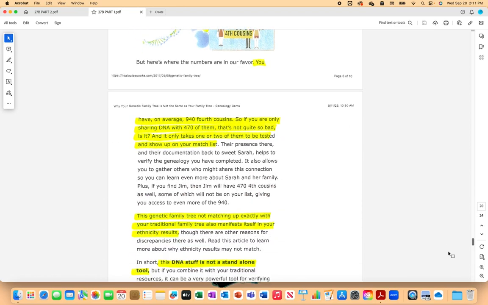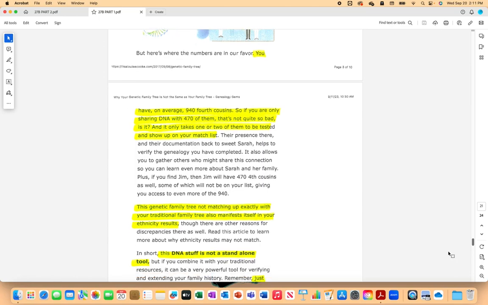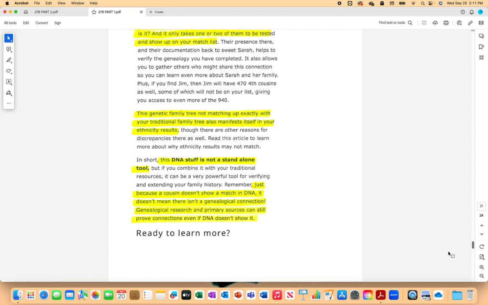You have an average 940 fourth cousins. So if you are only sharing DNA with 470 of them, that's not quite so bad, is it? And it only takes 1 or 2 of them to be tested and show up on your match list. This genetic family tree not matching up exactly with your traditional family tree also manifests itself in your ethnicity results.